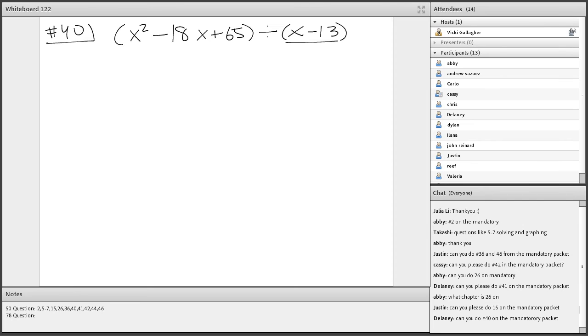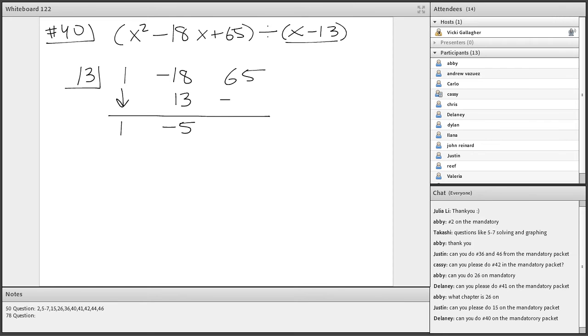Remember, we take the opposite of that number, so I'm going to put a positive 13 here. And then I need the coefficients. So it's 1x squared, negative 18, and 65. I'm going to drop the 1 straight down. Then we do 1 times 13 is 13. Negative 18 plus 13 is negative 5. Negative 5 times 13 is negative 65. And then 65 minus 65 is 0. That means this problem has no remainder. And then the negative 5 gets nothing, and the 1 gets an x. And so the final answer would be x minus 5.